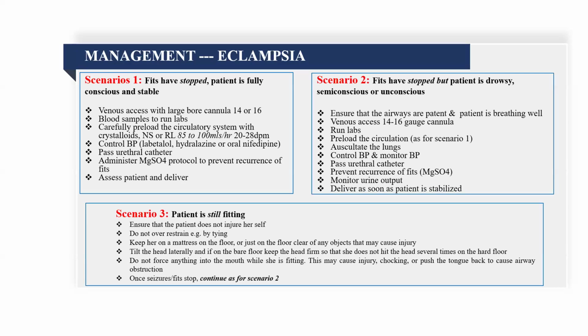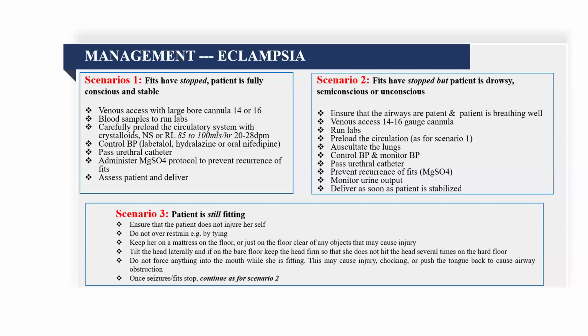So scenario 1, if the fits have stopped and the patient is fully conscious and stable, you get venous access with a wide bore cannula. You take your samples, run your labs, and carefully preload the circulation with crystalloids, about 80 to 100 mL per hour, 20 to 28 drops per minute. You control the BP as necessary, pass a catheter, and then administer your magnesium sulfate to prevent recurrence of further seizures. And then assess the patient and deliver appropriately.